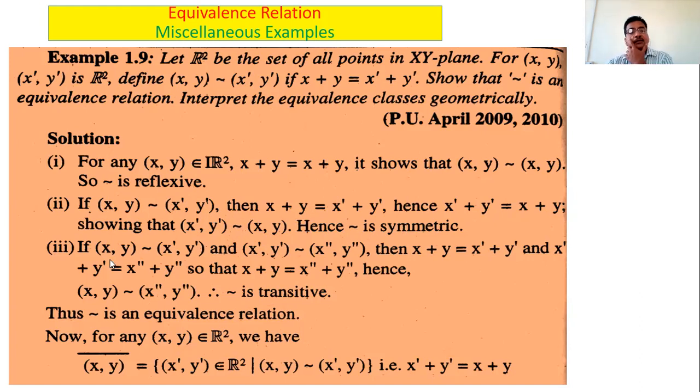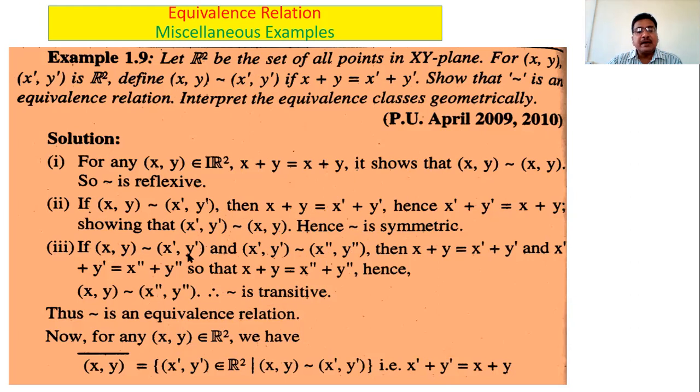Then the third condition. Take three elements, suppose (x, y), (x dash, y dash), and (x double dash, y double dash). These are three elements of R2, such that (x, y) is related to (x dash, y dash), and (x dash, y dash) is related to (x double dash, y double dash). That is, take three elements from R2 such that the first is related to the second, and the second is related to the third. Now we have to show the first is related to the third.